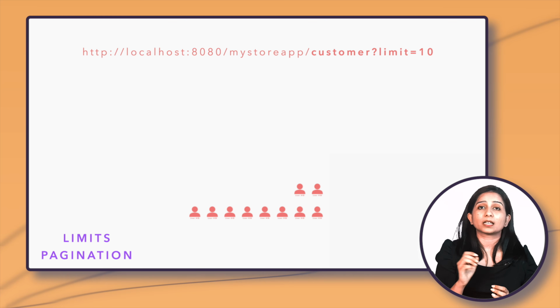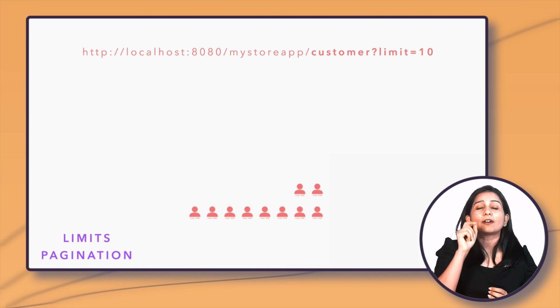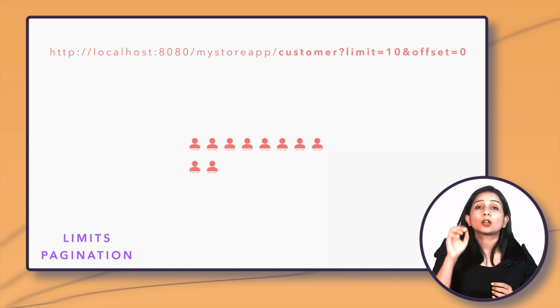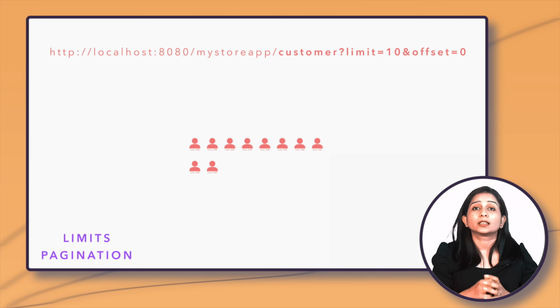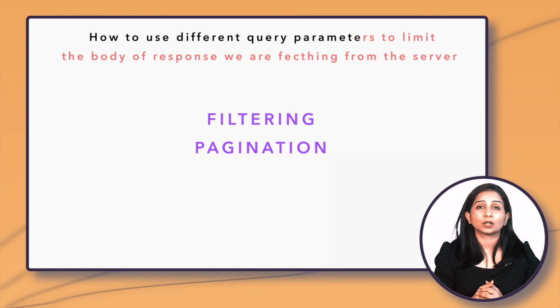For that, there is something known as offset. The offset tells you from which count the response has to be returned. If I say offset is 0 and limit is 10, that means I want the first 10 customer resources. If I say the offset is 100 and limit is 10, that means I want customers from 100 to 110. I'm going to create a dedicated video on filtering and pagination, but this is just to give you a basic idea of how to use different query parameters to limit the body of the response we are fetching from the server.